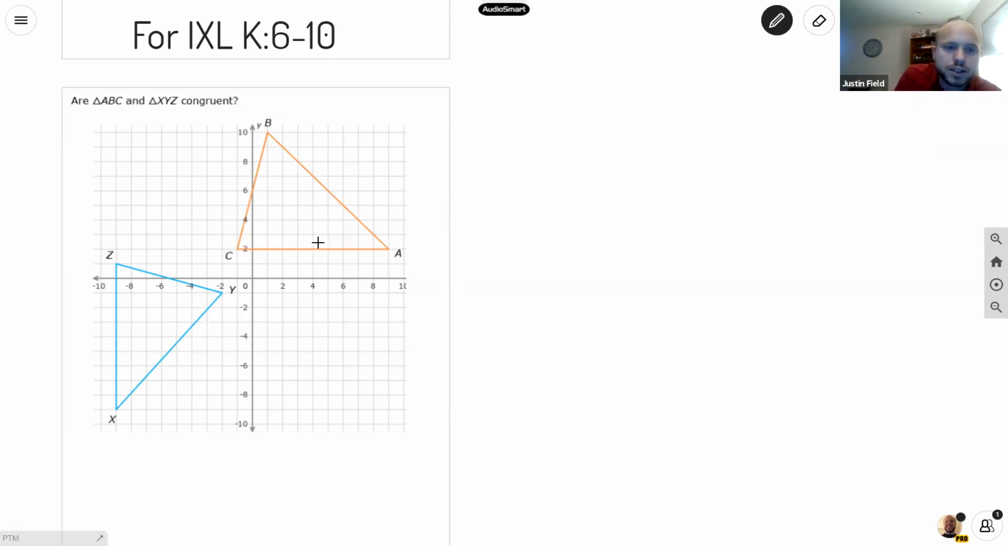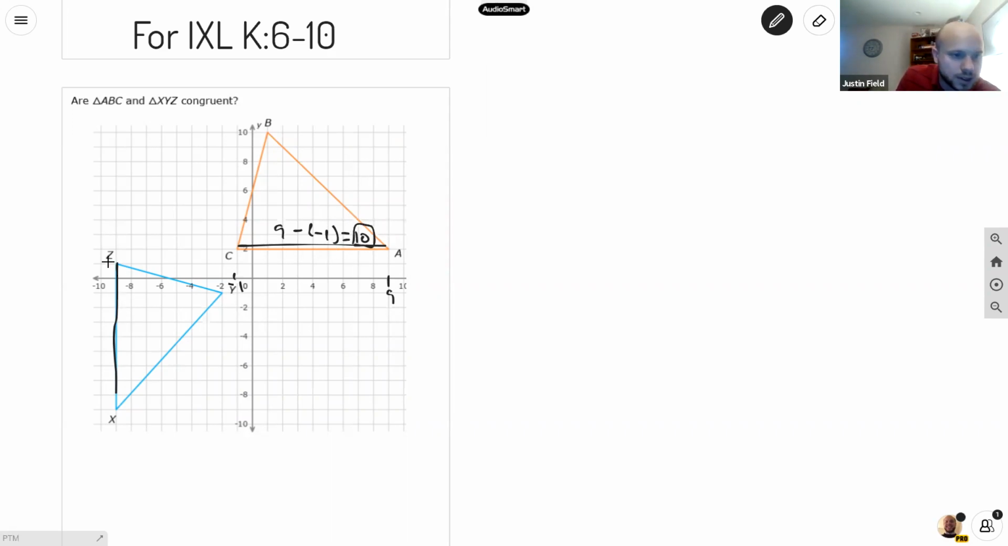So let's see what sides are corresponding. Well, I could say that this side corresponds with this side, as one is straight horizontal and one is straight up vertical. Okay, so what are the lengths of these sides? Well, it goes from -1 to 9. So 9 minus -1 equals 10. That side length is 10.